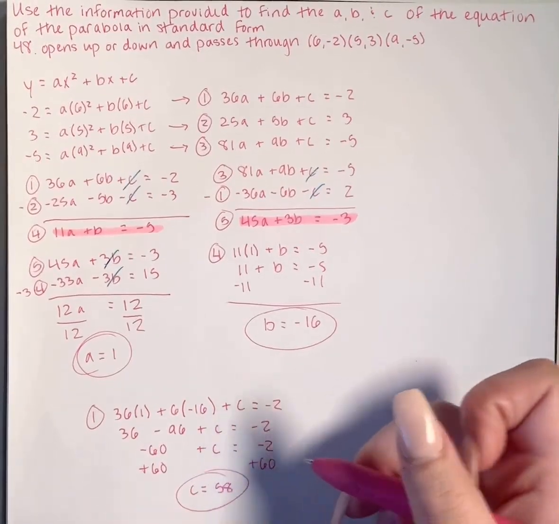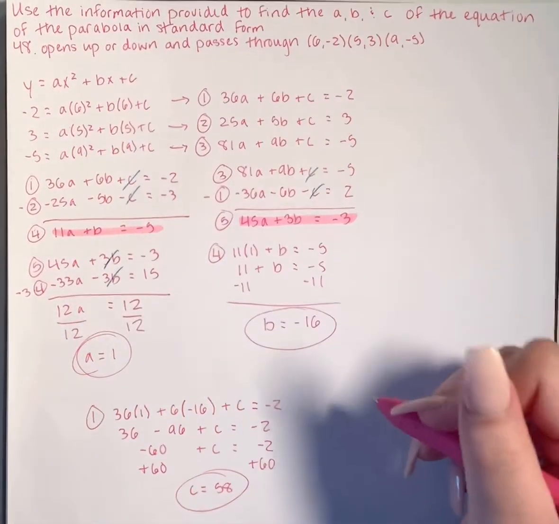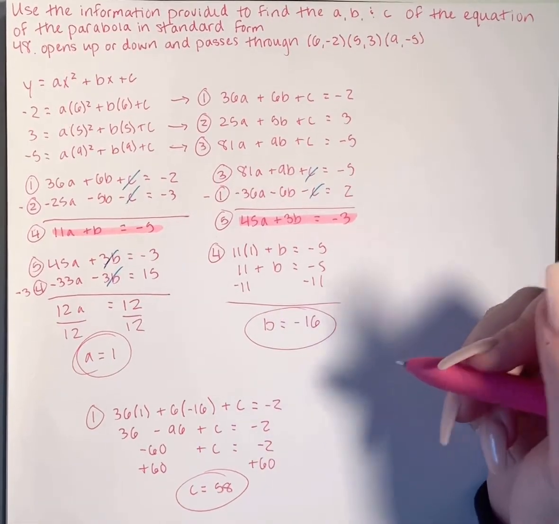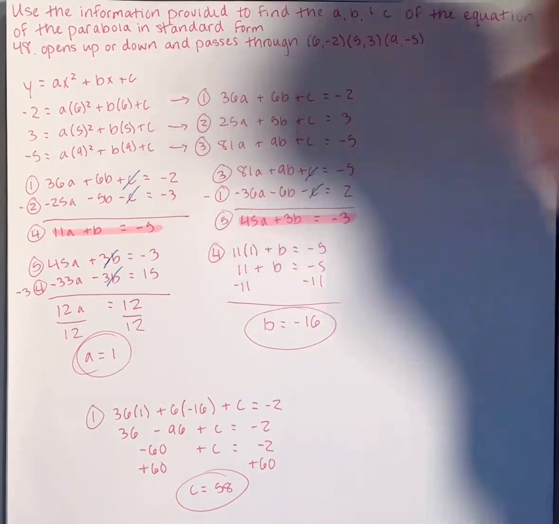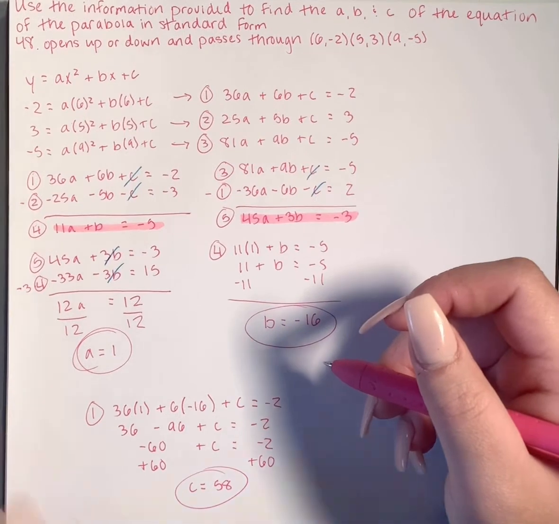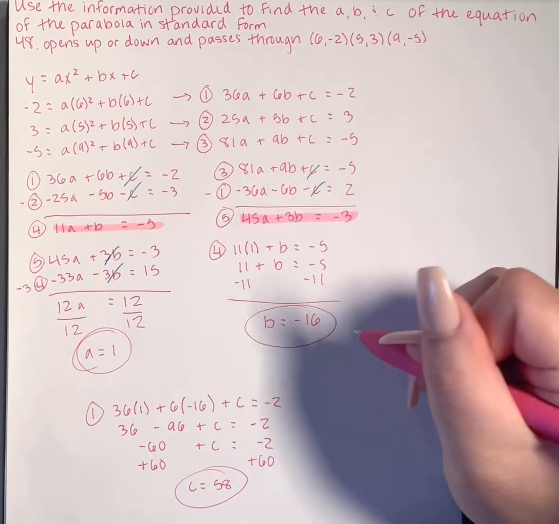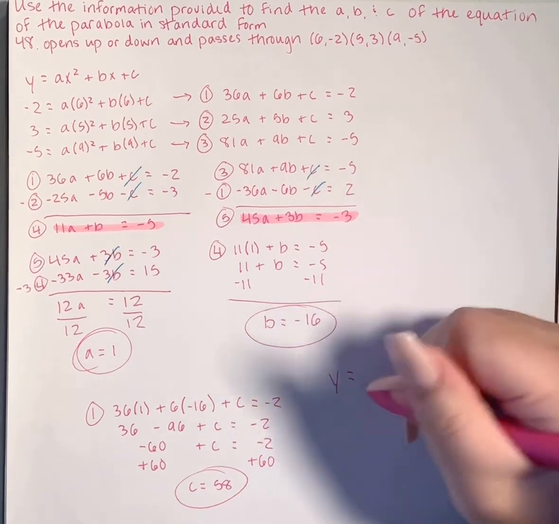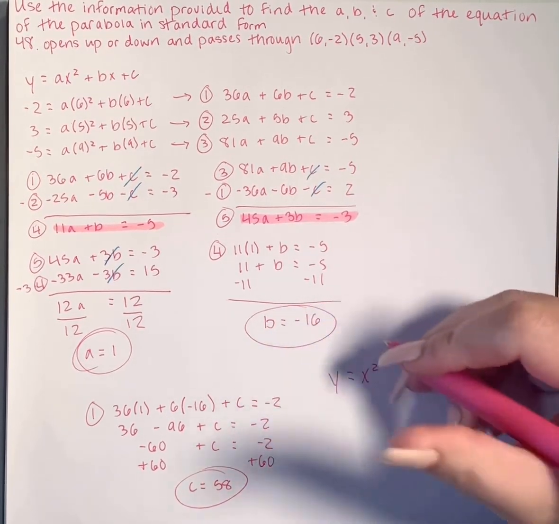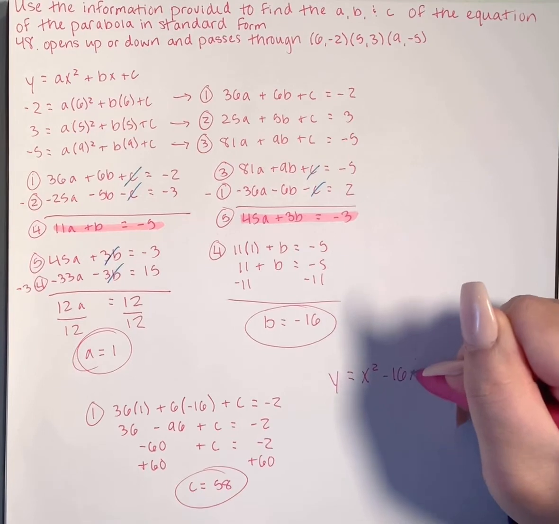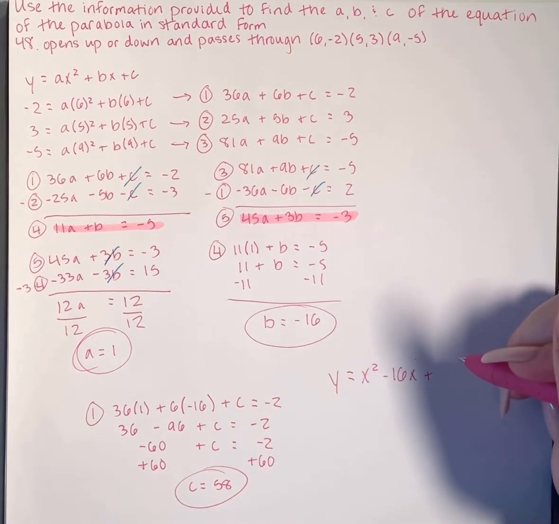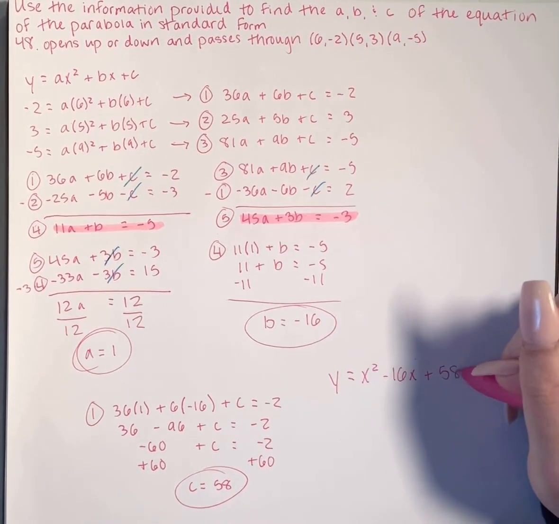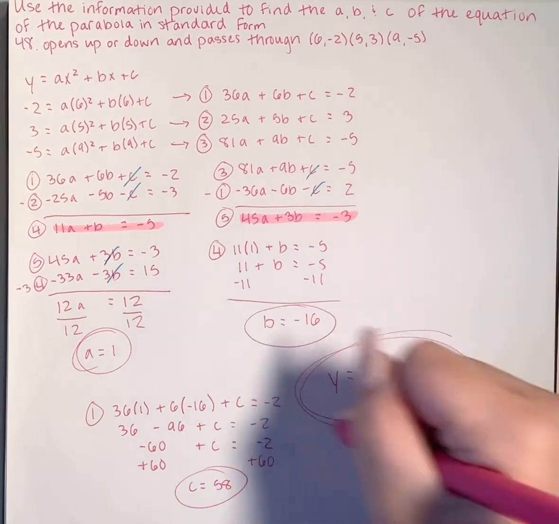So now we just plug all of these numbers back into our original equation. We just plug all of them in. So we're going to get y equals x squared minus 16x plus 58. And that is our answer.